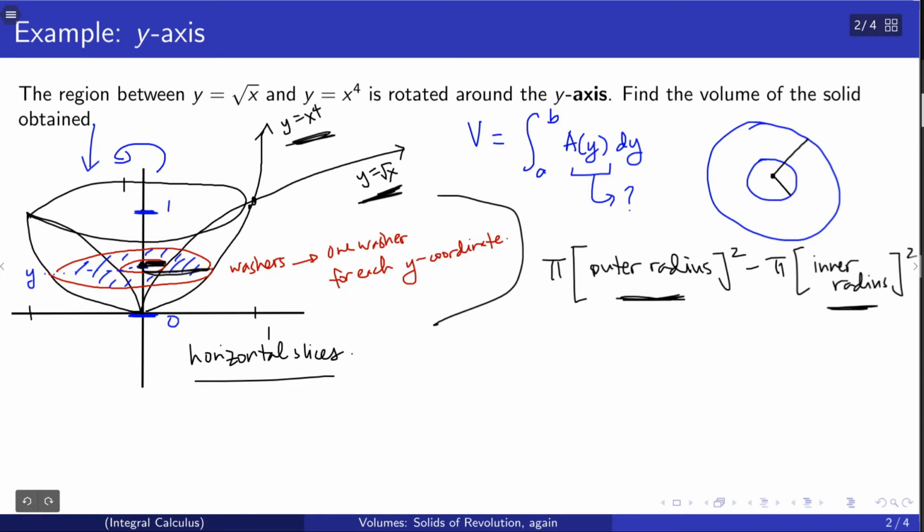So let's draw them separately here. The curve that defines the inner radius here is the square root function, y equals square root of x. But we're not concerned with this value, that vertical segment. Instead, what we want is this horizontal segment for a given value of y. So at y coordinate y, what is this length equal to?